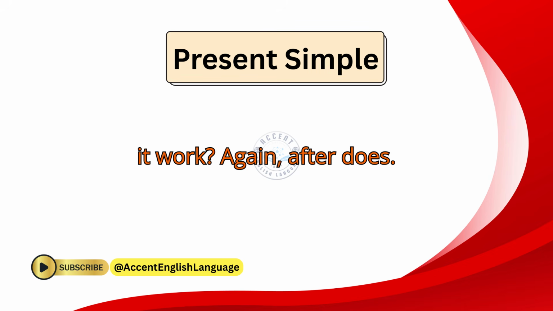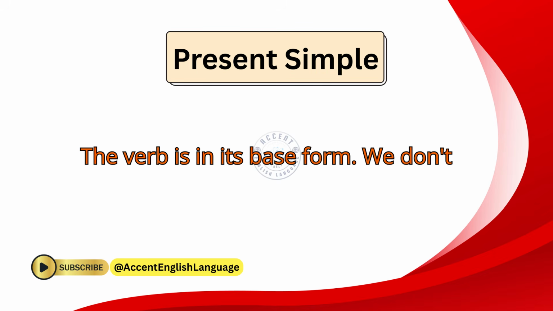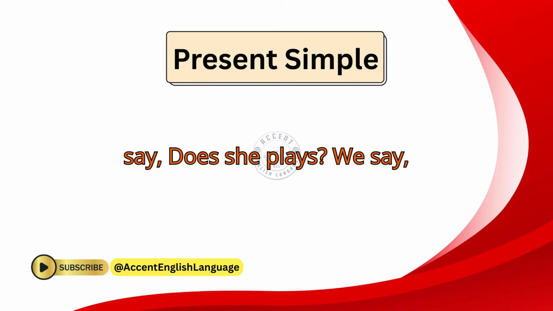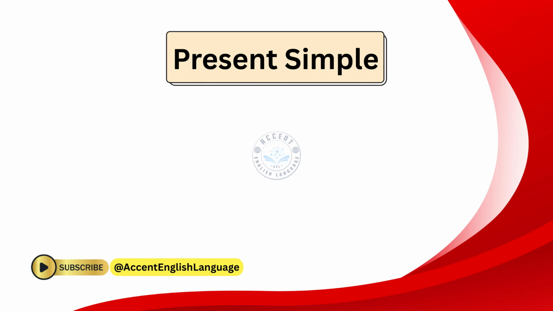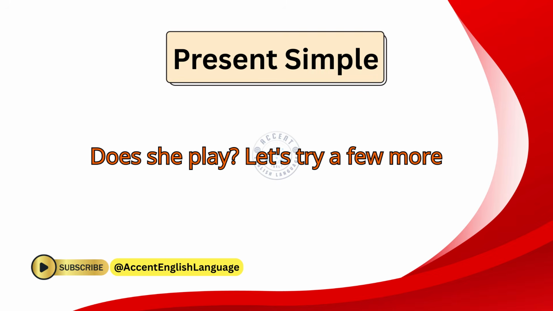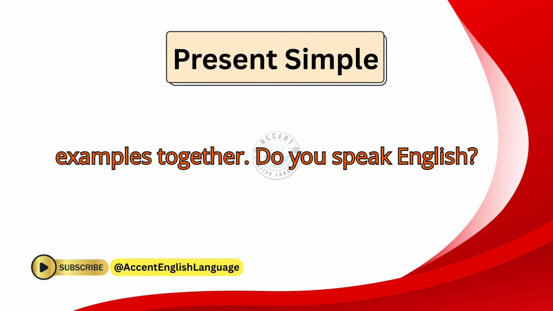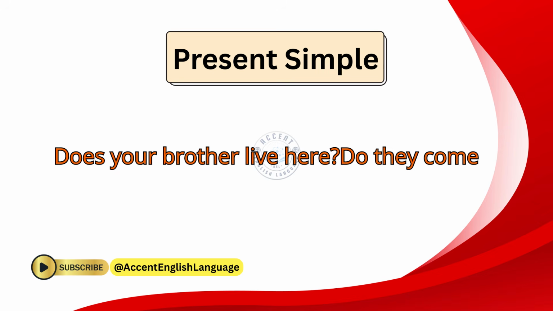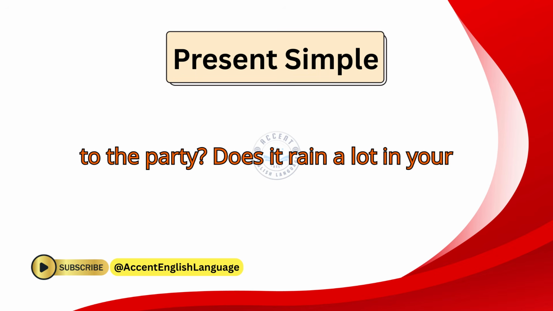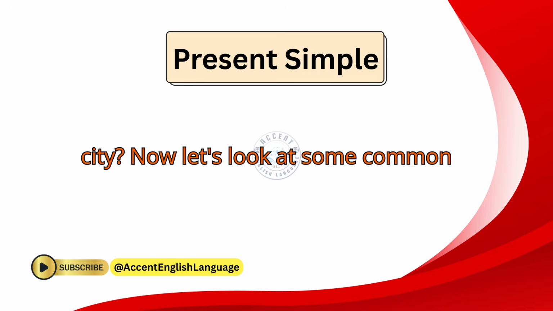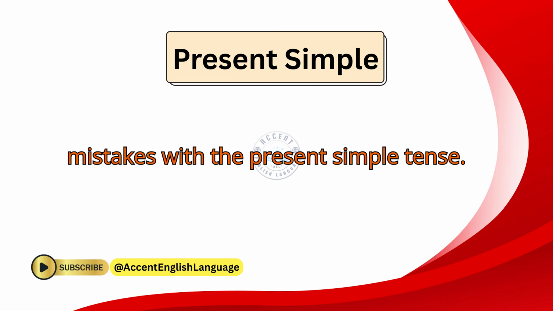Again, after does, the verb is in its base form. We don't say, does she plays? We say, does she play? Let's try a few more examples together. Do you speak English? Does your brother live here? Do they come to the party? Does it rain a lot in your city? Now, let's look at some common mistakes with the present simple tense.